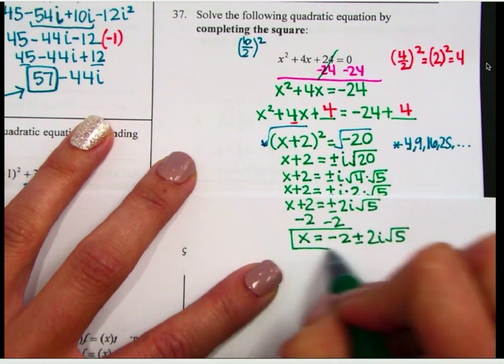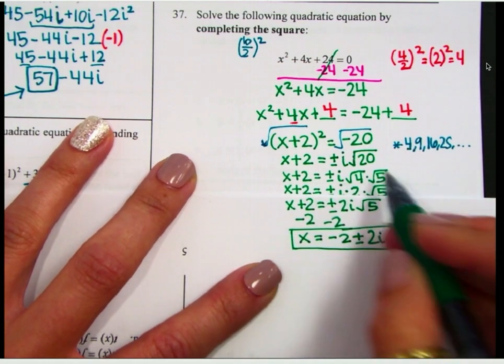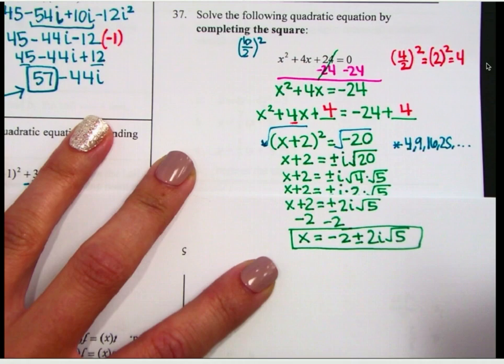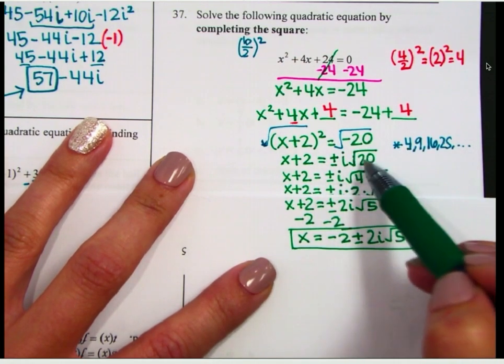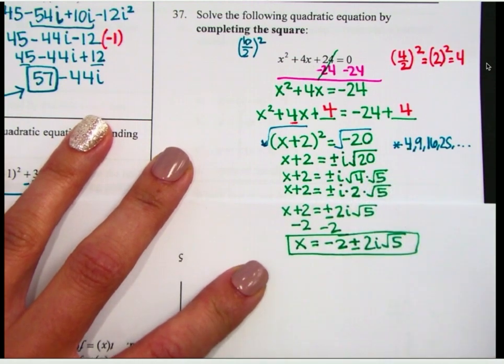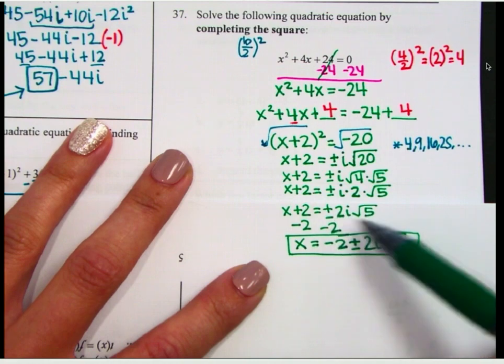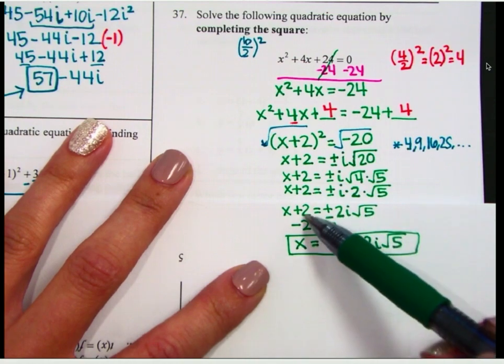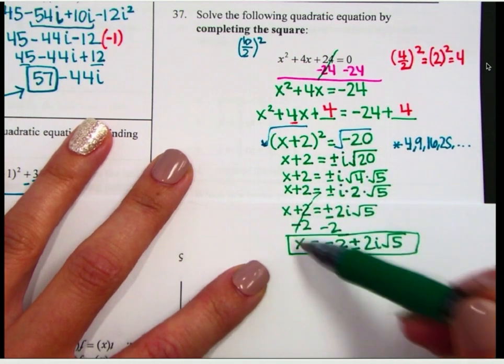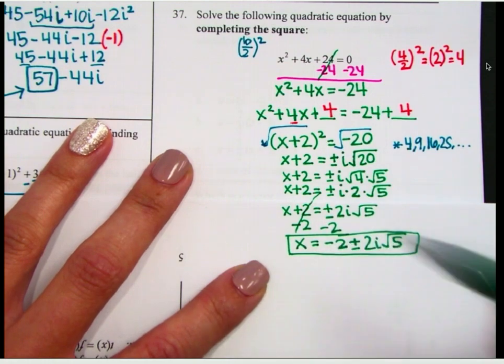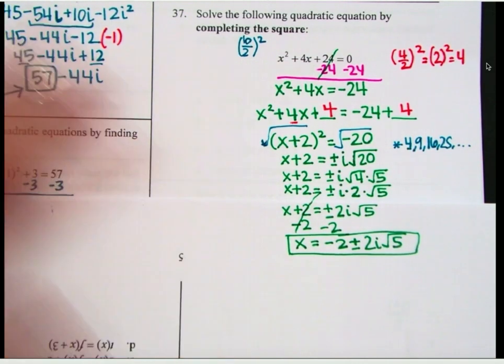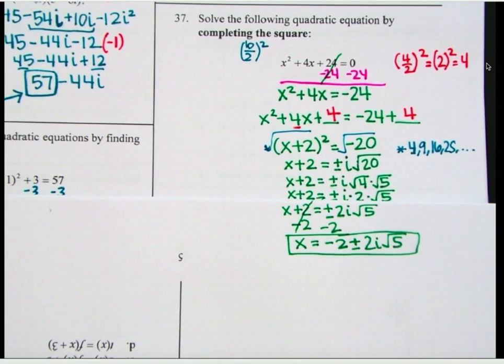So we had to do quite a bit of simplifying there with that square root of negative 20. Again, negative you bring out and it's i. And then we broke this down as 4 times square root 5. The square root of 4 is 2, and we rewrite this as 2i. Square root of 5 stays. And then we just move the 2 to the other side by subtracting 2. And there's your solution, completing the square method.